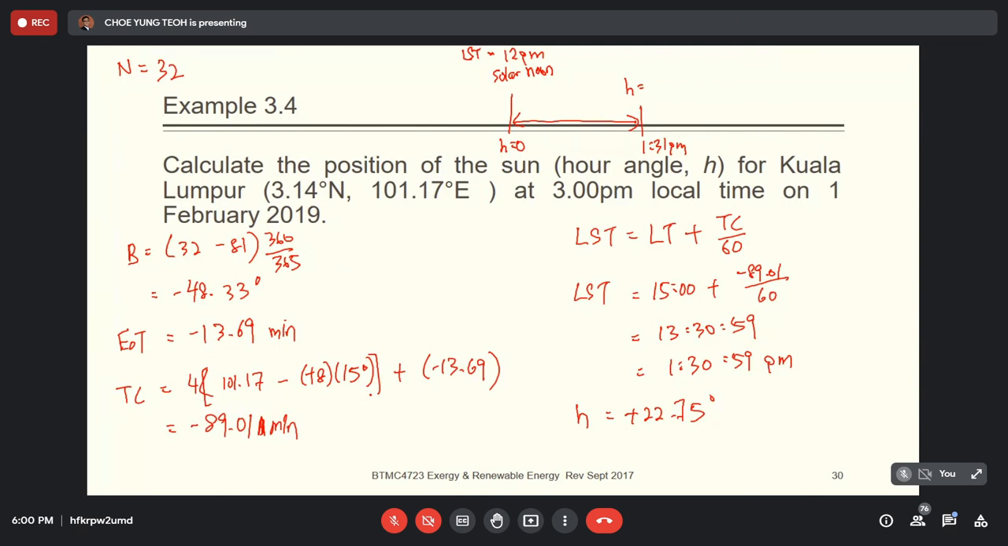You also need to know the characteristic of the hour angle, when it should have a positive value and when it should have a negative value. Negative value means before solar noon. Positive value means after solar noon. If it does not match the time that you know, then better to check your calculation. Now it's afternoon, so positive, okay, at least.